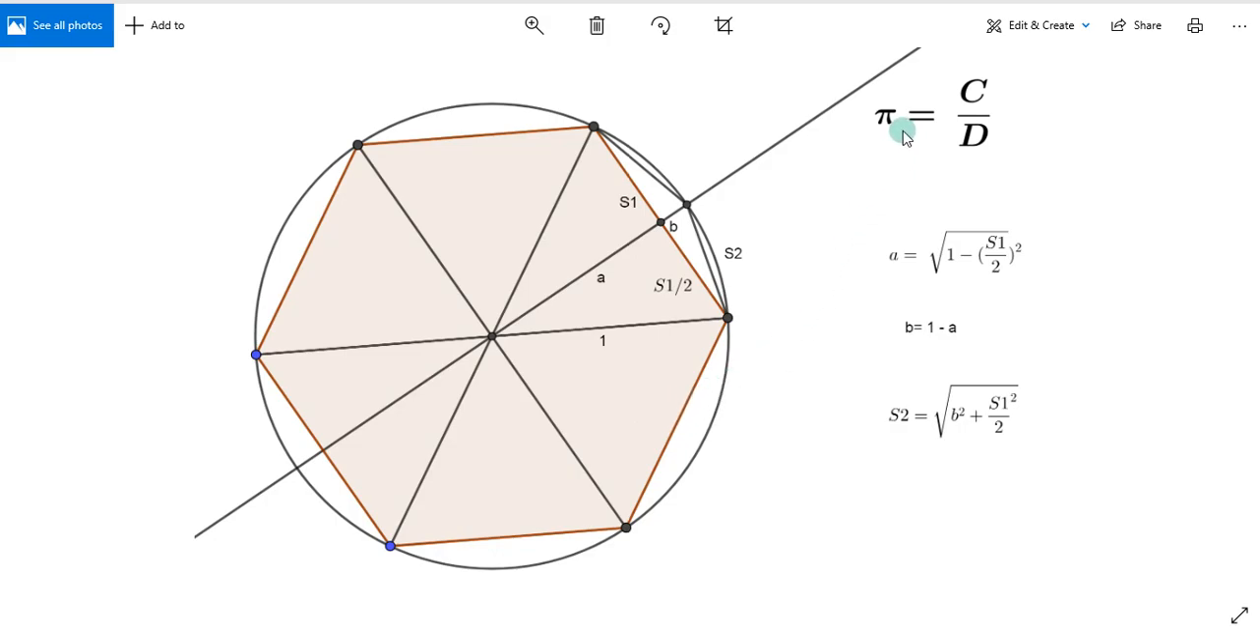So earlier I said that pi is the ratio between the circumference of the circle and the diameter. So here the diameter is 1 and 1. 1 plus 1 is 2, but the circumference we don't know. We have to find the circumference. To find the circumference of this circle, we are going to find the perimeter of the polygon.